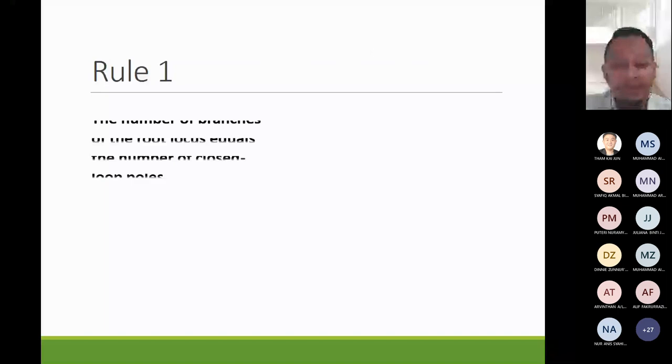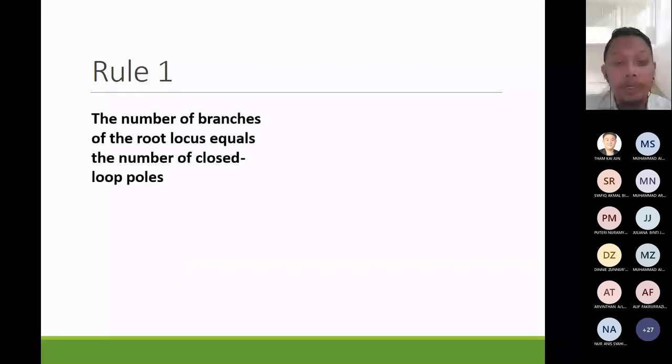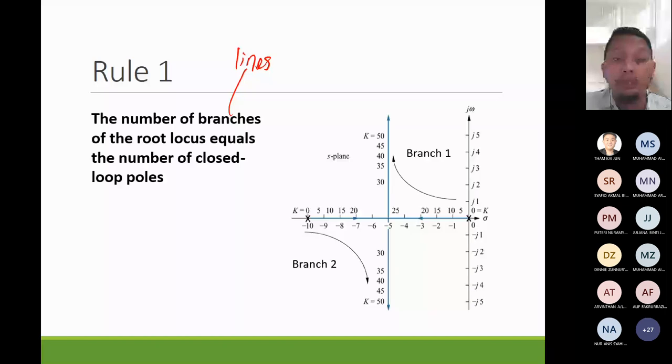So rule number one: the number of branches of the root locus, or we can also say the number of lines of the root locus, equals the number of closed loop poles. Let's say you have this figure here. In this figure, we have 2 poles, one at minus 10 and one at 0. When you have 2 poles, it means you have 2 branches of the root locus. If you look at this figure, the first branch starts from here and goes up, and another branch starts from here and goes down. So we have only 2 branches.